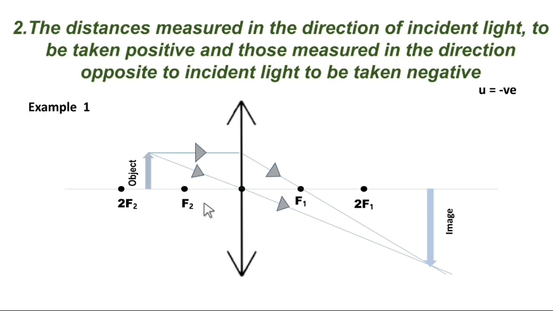So here I wrote the sign convention so that you can understand it easily. Object distance negative, image distance positive, first focal length positive, second focal length negative, first radius of curvature positive and second radius of curvature negative.